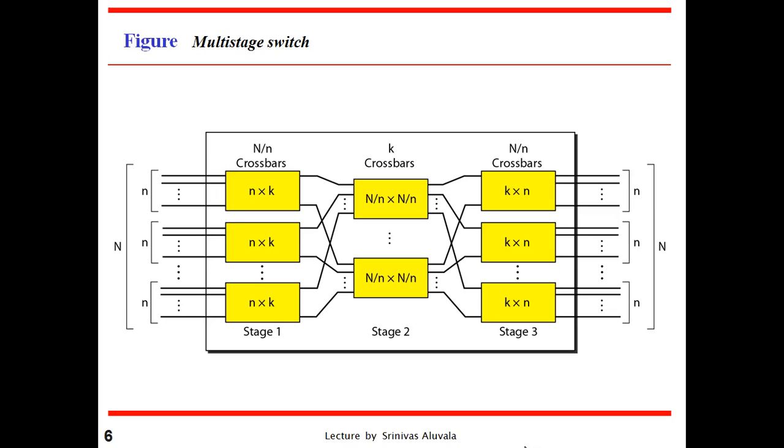The number of output lines from each first stage crossbar switch equals the number of switches used in the middle stage. Every middle stage switch has an input line from the first stage switch and an output line to the third stage switch. So at the first stage we have n into k cross points for every switch. In the middle we have N by n into N by n cross points in the crossbar switches, and in the third stage we have k into n cross points.